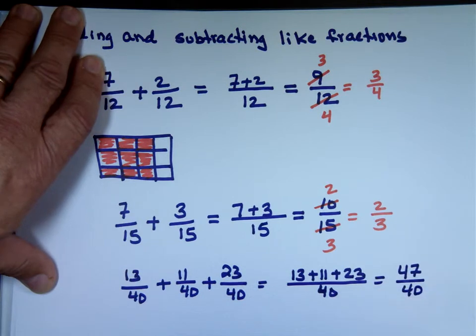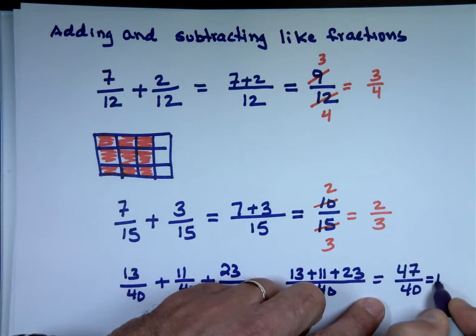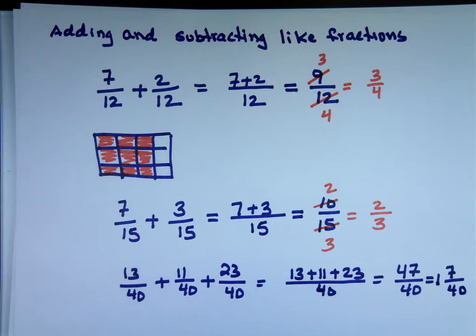And if you want to change that to a mixed number, that looks like what? 1 and 7 over 40. Because if you divide 47 by 40, that's 1. 1 times 40 is 40, and the remainder is 7. 1 and 7 over 40.